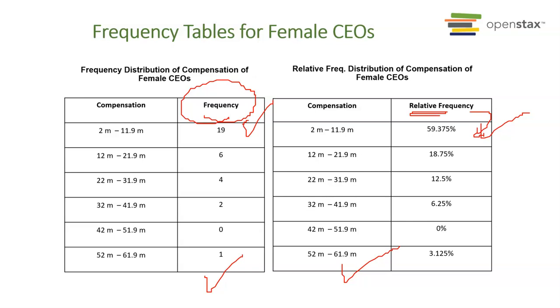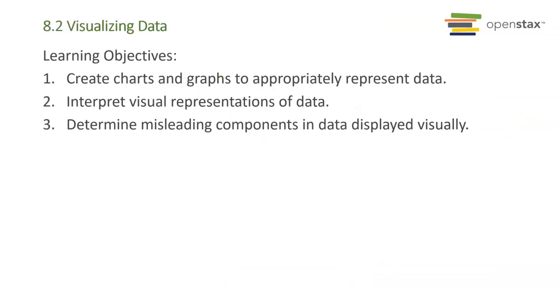But once you have your table and you have everything organized, you can start making some visual representations. And that is what we're going to talk about in 8.2. So you can make some charts, you can make some graphs, and then there's certain ways that you want to make these charts and graphs so that one, it's easy to figure out what's going on, but also that you don't, by accident, make it look like something's happening that's not.